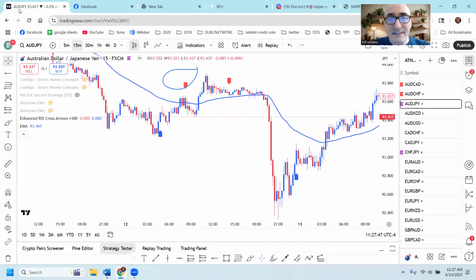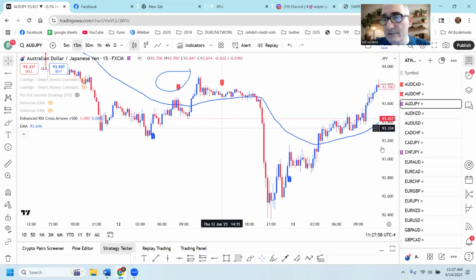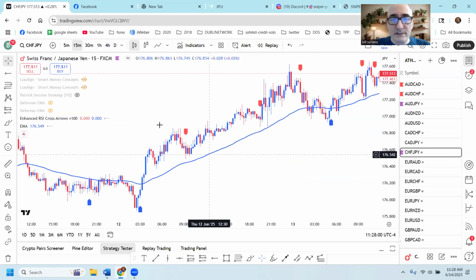Okay. And if you look here, look what happens. You would have entered the trade here. Your stop loss would have went right above your highs here, and you would have got stopped out at a 1% loss. Let's look at another one here.